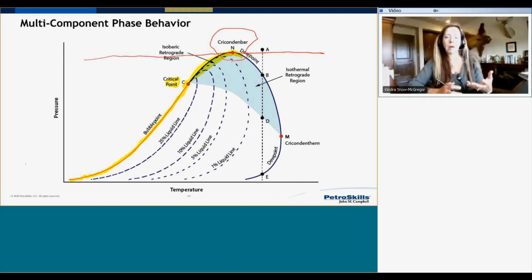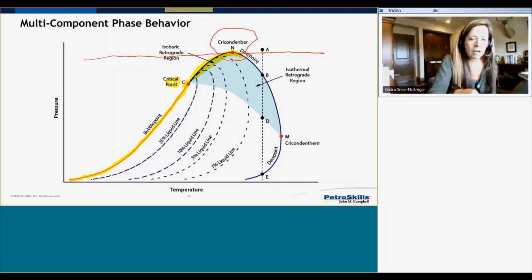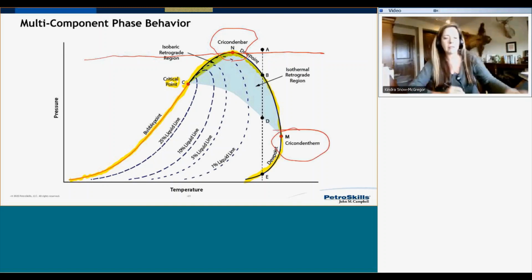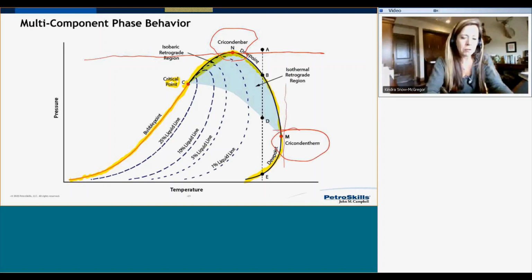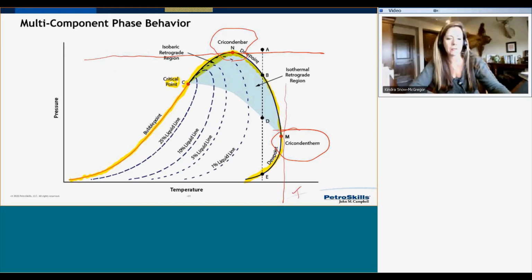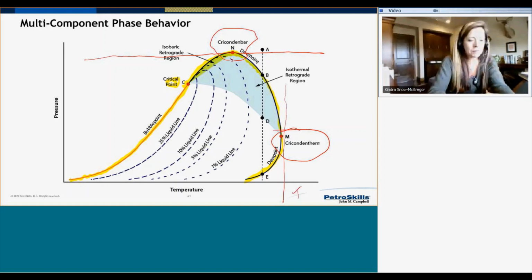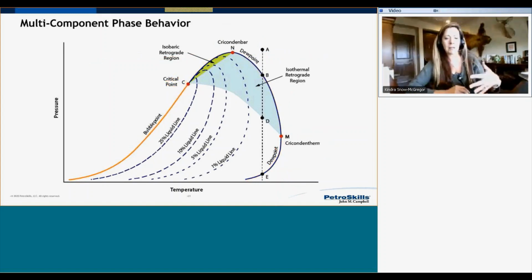So my cricondenbar simply represents the highest pressure at which I could have two phases for a given composition. And then if we continue on and follow that dew point curve down, you can see that I get to my cricondentherm, and that's essentially the highest temperature at which I can have two phases. Okay, and so as far as understanding my phase envelope, it's important to understand the composition, obviously. Once I know that, that sets my phase envelope.